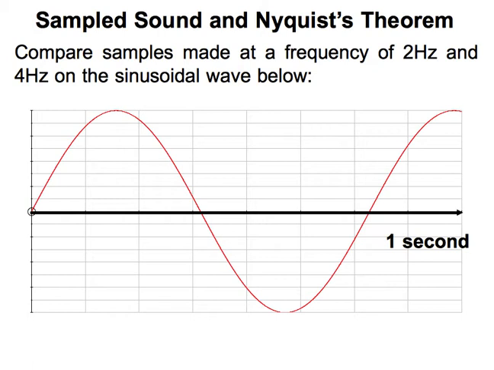Sample that wave twice a second and see what kind of a wave you get. Then sample it 4 times a second and see what kind of a wave you get. Can you see that Nyquist's theory of having twice as many samples as the highest frequency works? Because if you do it at 2 Hertz, the wave makes no sense. It's practically 0. But you have to double that and sample it 4 times a second in this particular example in order to get any kind of realistic representation of that sound.